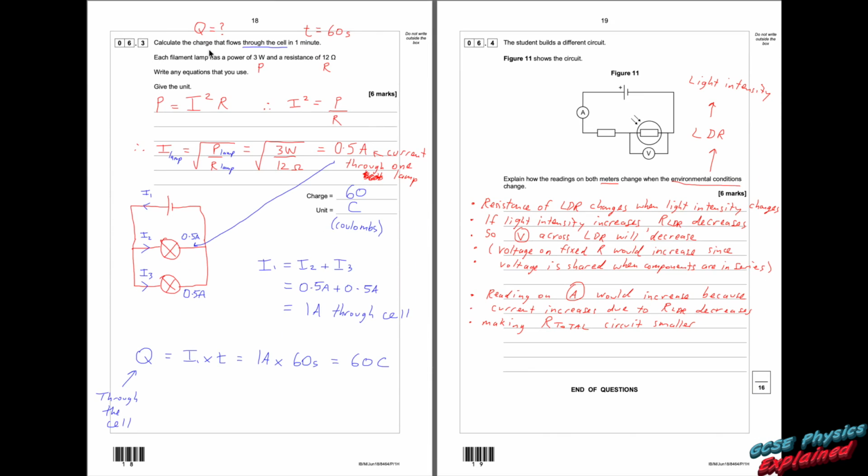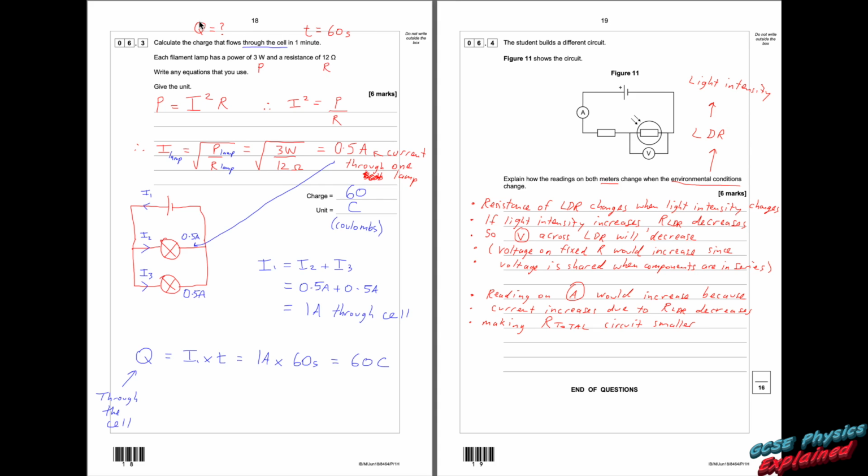Question 3. Calculate the charge that flows through the cell in 1 minute. Each filament lamp has a power of 3 watts and a resistance of 12 ohms. Write any equations that you use and give the unit. So, first of all, find out what it is that you need. So calculate the charge. So charge is our target. Through the cell in 1 minute. Okay, so we've got the time. Let's convert it into seconds. We've got a power, so write P next to that. And we've got a resistance, so write R next to that.